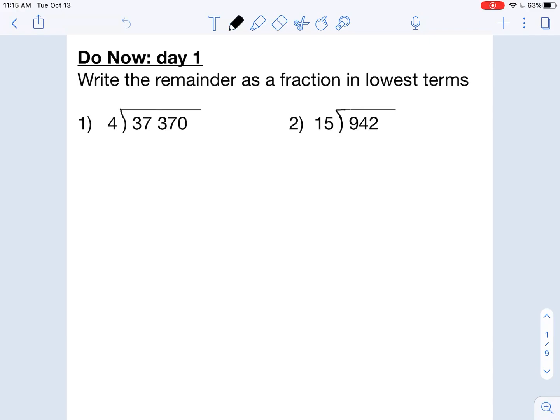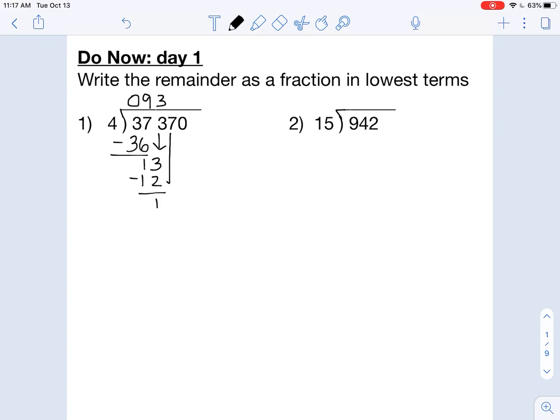I can't make any groups of 4 out of 3, but I can make 9 groups of 4 out of 37. 9 times 4 is 36. And when we subtract, we have a difference of 1. So I'm going to bring the 3 down. 4 goes into 13 3 times. 3 times 4 is 12. We have a difference of 1 when we subtract.